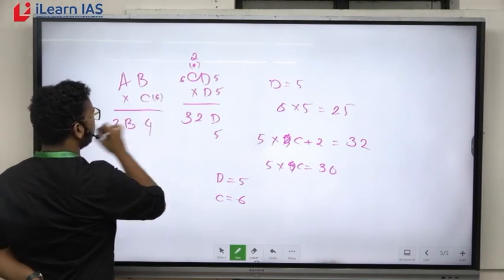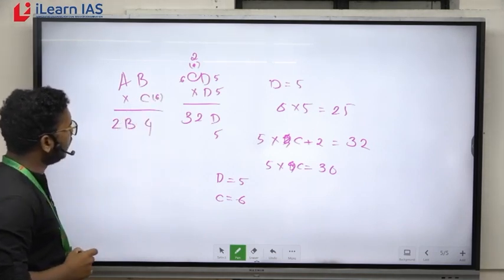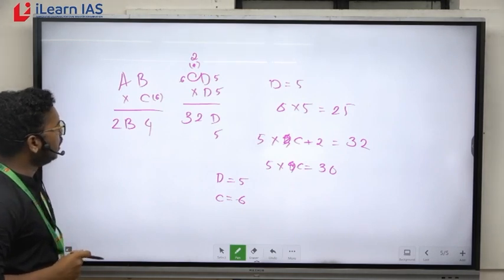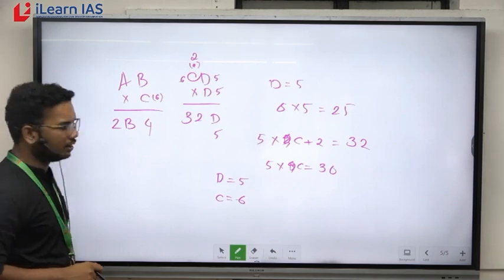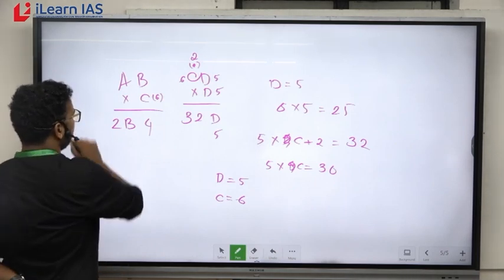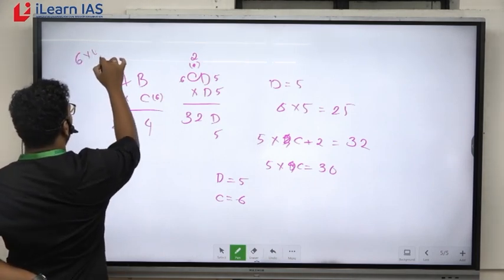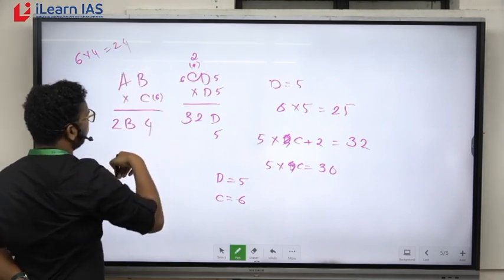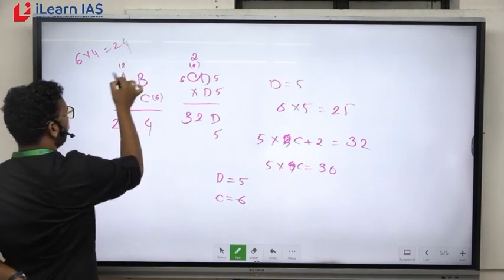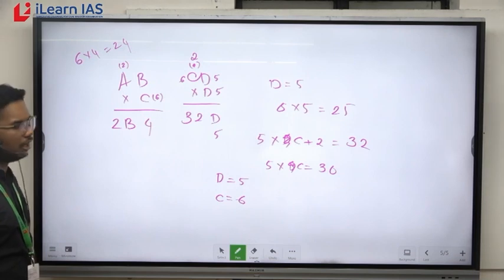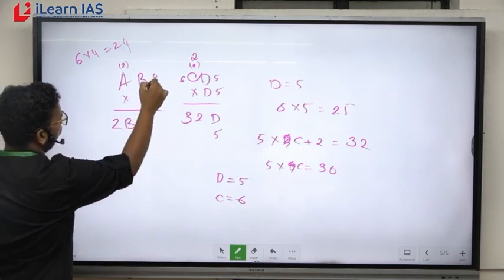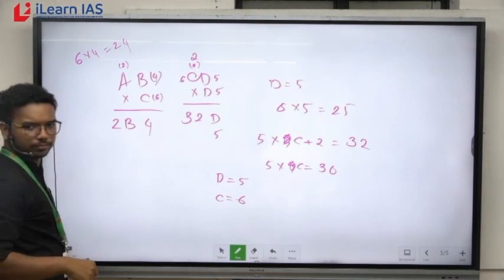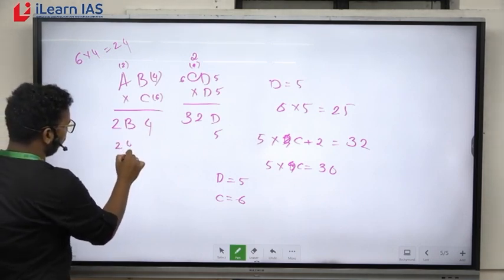AB into 6. B into 6. 6 into any number, 6 into some number is ending with 4. അതായത് 6 into 4 equals 24. അപ്പം എന്താ സംഭവിക്കുക? 2 ക്യാരി ഓവർ വരും. 4 ഇവിടെ വന്നു. ഇനി 6 into any number. B എത്ര കിട്ടി? 4. B 4. So പ്രോഡക്റ്റ് എന്തായിരിക്കും? 2 4 4.